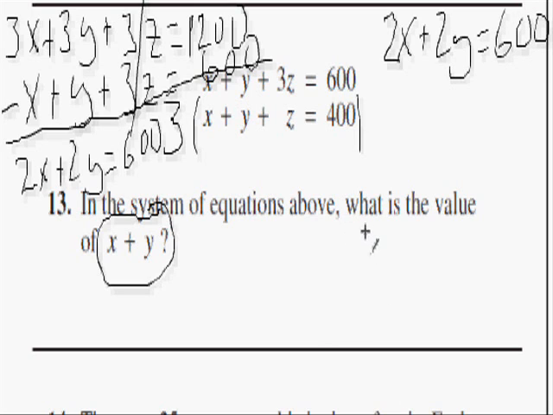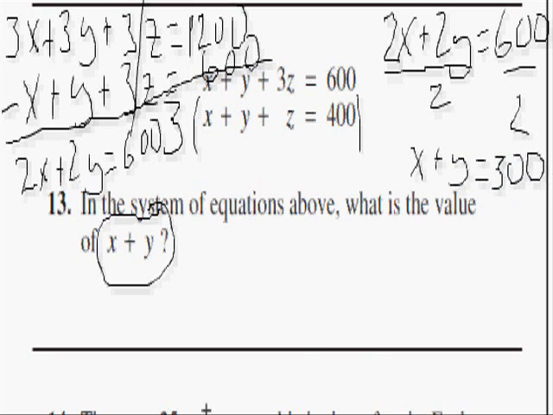But the question isn't what does 2x plus 2y equal. It's what does x plus y equal. So now we divide both sides by 2. So x plus y equals 300. What is the value of x plus y?